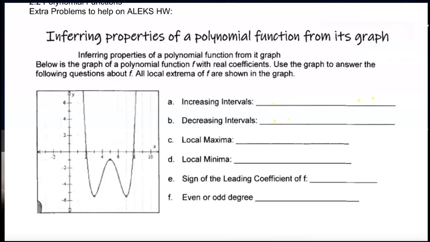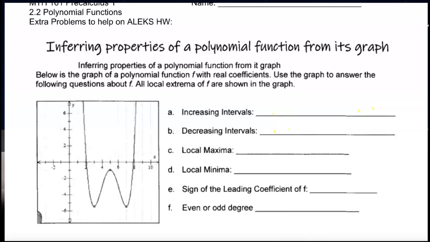Let's look at the last page of section 2.2 notes. We're looking at inferring properties of a polynomial function from its graph. So we're given the graph. We're trying to tell some important properties of this. The first part is asking us to identify the increasing interval. So where is this going up from left to right?